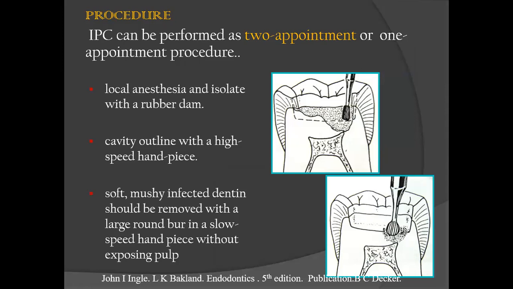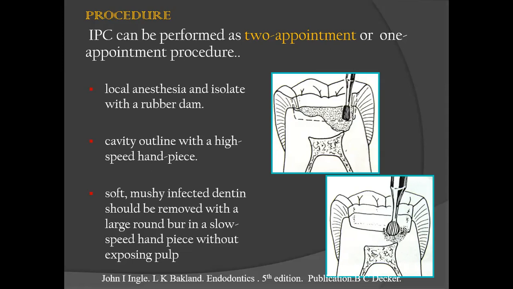In two appointments, first you need to give a local anesthesia, because when you are removing the caries, sometimes the patient might have pain. So it's always better to give a local anesthesia and isolate the tooth with a rubber dam. Then make the cavity outline with a high speed handpiece. You can make a small outline using an airotor, so that it eases the removal of the caries. Then the soft mushy infected dentine can be removed. I have told you in the previous zones of caries progression that soft caries has to be removed.